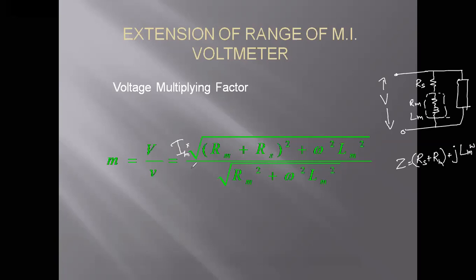Now small v is meter voltage, the voltage across the meter. Meter impedance Zm is Rm plus j omega Lm, so its magnitude is this one. Again, we have the same current flowing, so Im gets cancelled, hence we will be left with only this equation. So m is given by this expression.